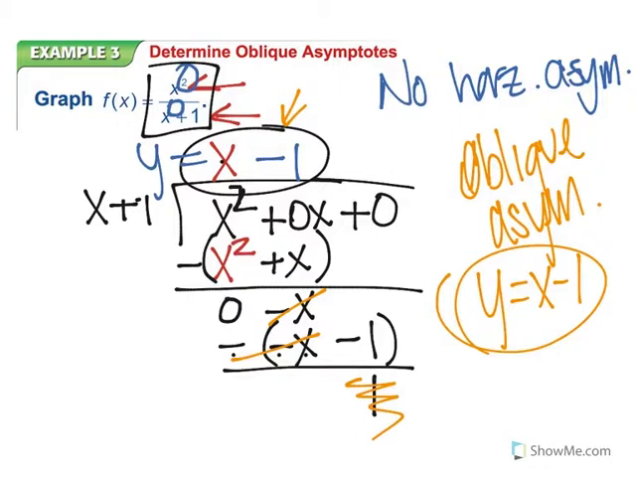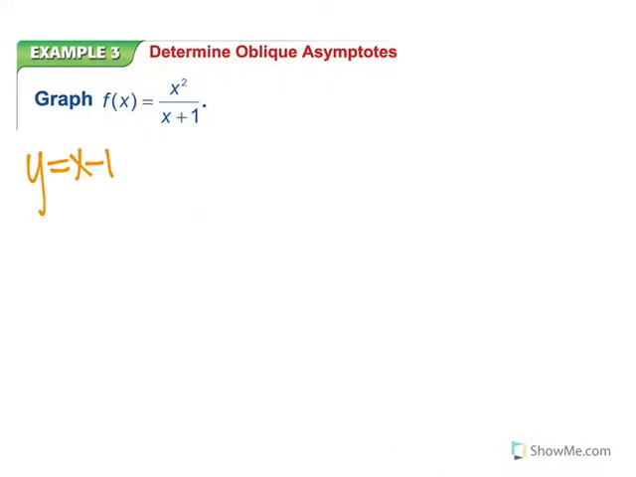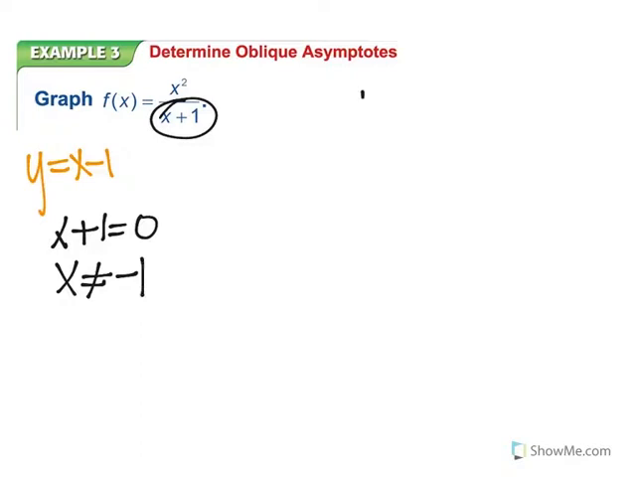Now you can actually graph this in your calculator, but I'm going to show you how to draw this with just asymptotes for now. Okay, so make sure you have this written down. I'm about to erase it. So we know our oblique asymptote is y equals x minus 1, and then we also need to find our vertical asymptotes by setting the denominator equal to 0. So we have x plus 1 equals 0. So x cannot equal negative 1.